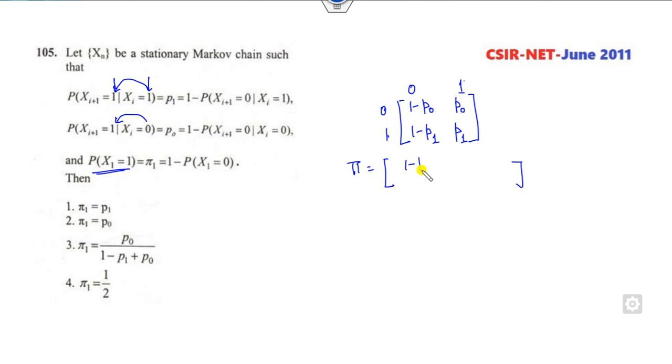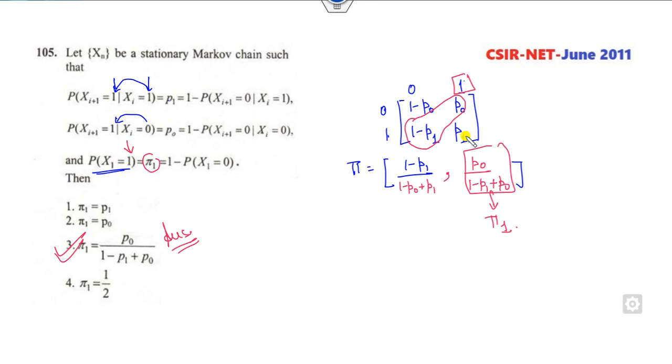This is 1 minus P1 divided by the total of this, 1 minus P0 plus P1. This is 1 minus P1 plus P0. Then your target is to find the pi1. Pi1 is at state 1. What is the right answer of this? This is my pi1. So that is the right answer of this problem. That's a simple shortcut trick for you.